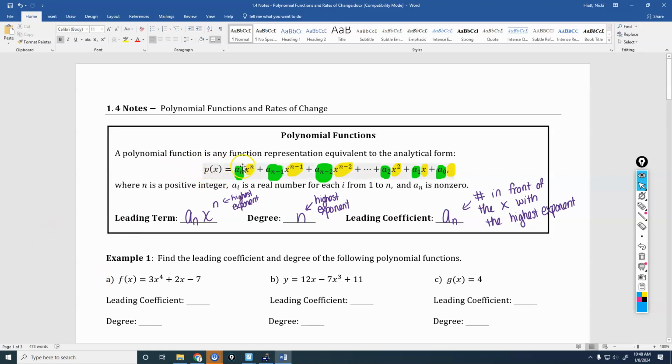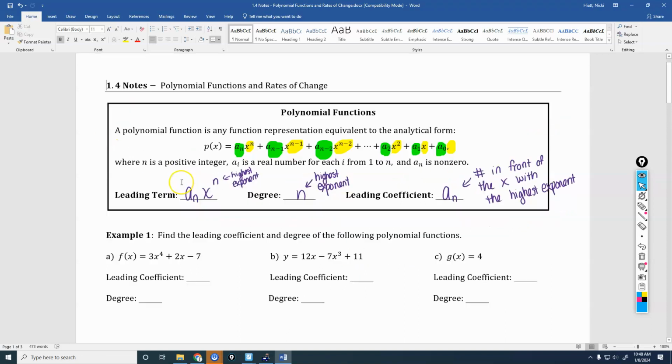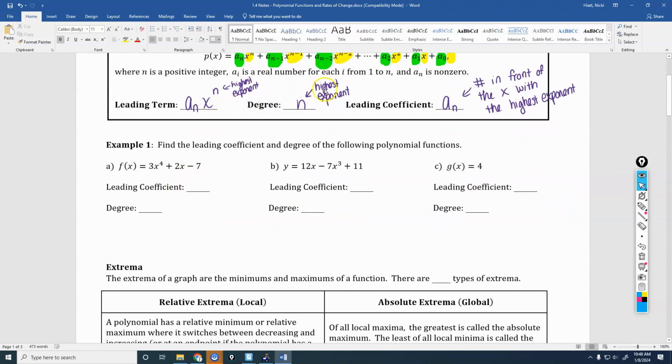Mathematicians love this sort of notation. Math students usually want to just know, just tell me it's the highest exponent. Don't give me this crazy formula, right? Degree is your highest exponent. Leading coefficient is the big number in front of your variables, right? It's the number in front of your variable that has the highest exponent. So, for example, if I look at A, my leading coefficient would be 3. My degree would be 4.